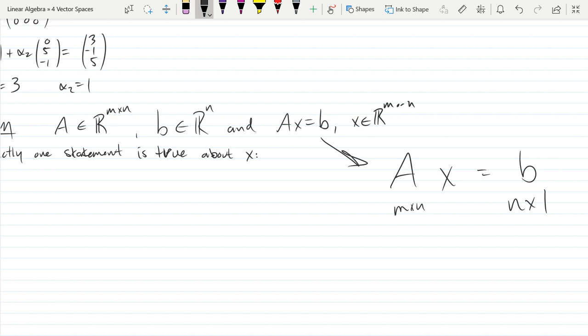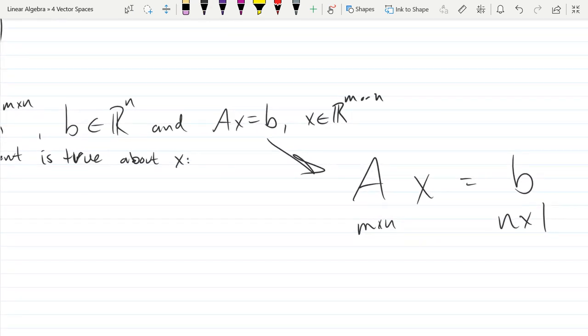Yeah, B should be in R^M. So X has to be N by 1 so that our inner dimensions match and the outer dimensions are the dimensions of B. So X is in R^M. Oops, R^N.